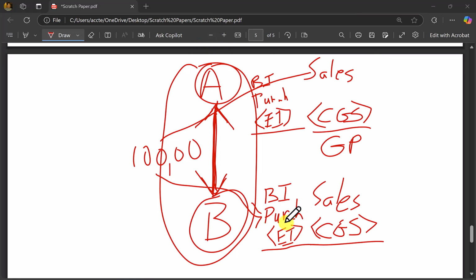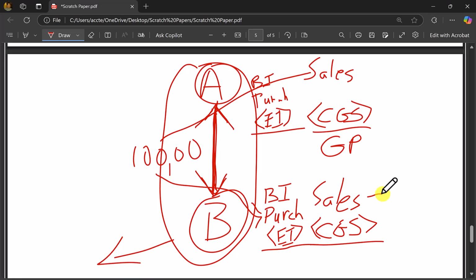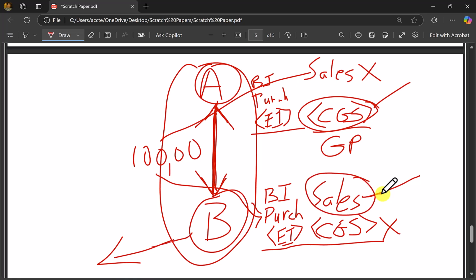But if this merchandise is resold outside of the consolidated group, then we should report this ultimate sale and the original cost of that 100,000. So we're not reporting the sale up here, not reporting the amount they bought at 100,000 here, but the original cost and the sales price when we sell outside of the consolidated group.